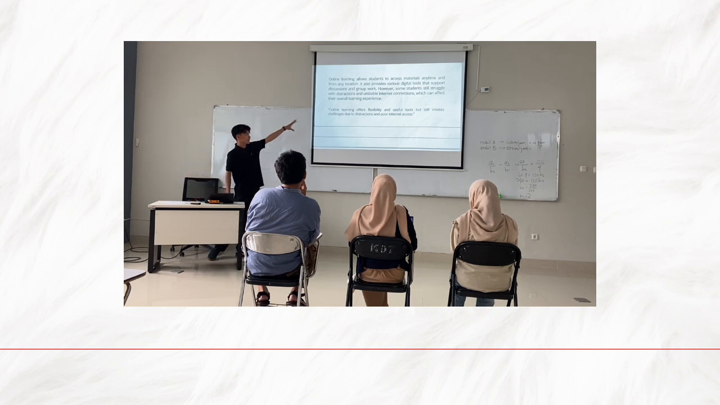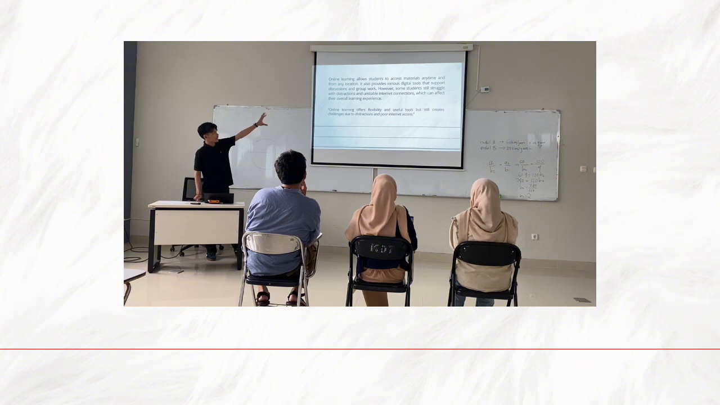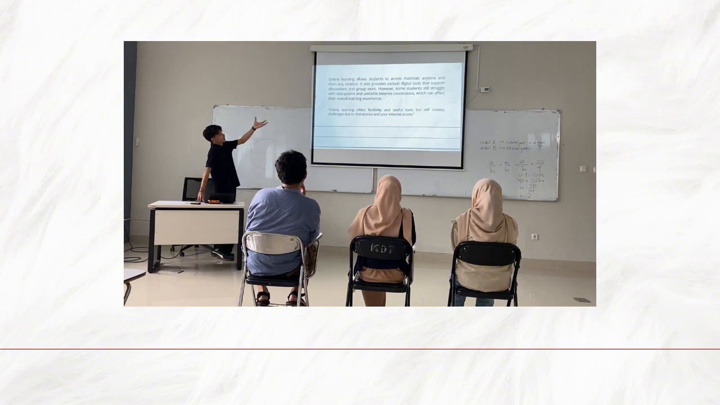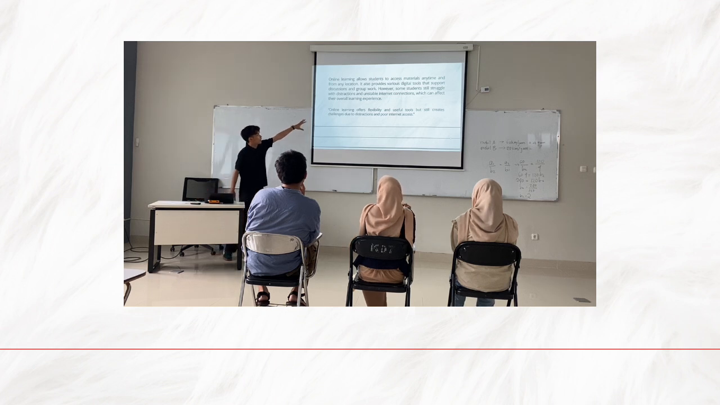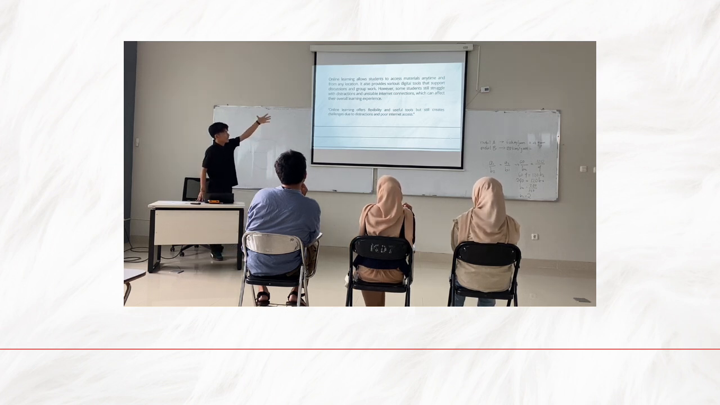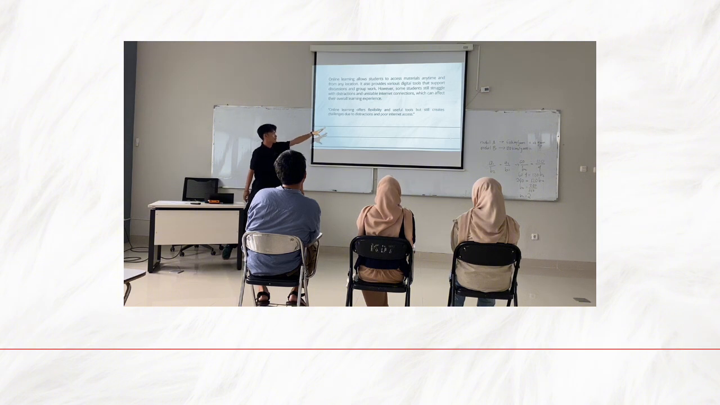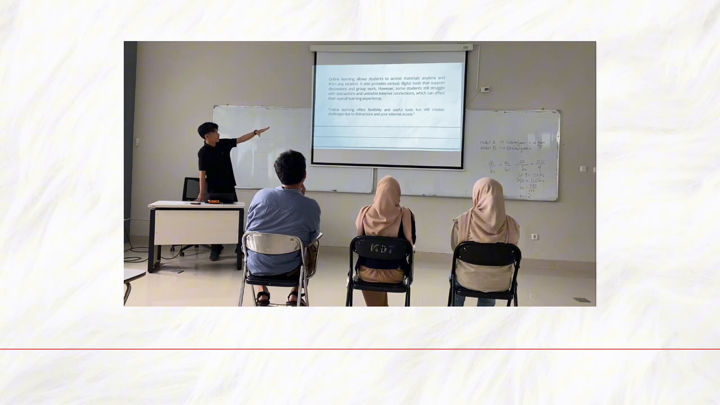So here is an example of the summary based on the text. Let's take a look at why this works. We have to know the main idea. The main idea is online learning, and then we have to remove the details. The detail of accessing materials anytime and from any location means flexibility. It also provides various digital tools means useful tools. And the last sentence means distraction and poor internet access.